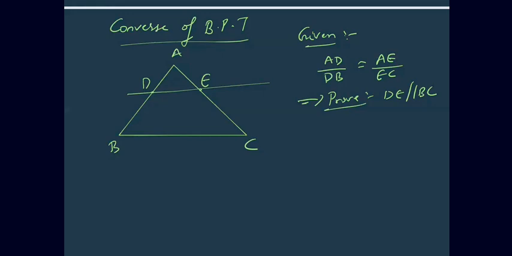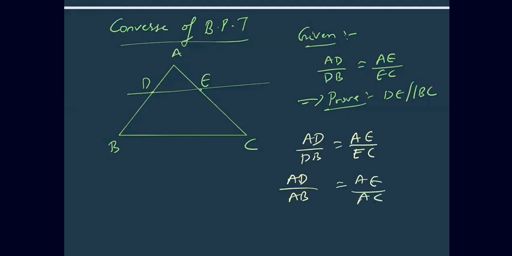Fine. Let us also look at alternate ways to write this. If AD by DB is equal to AE by EC, then I can also write AD by AB is equal to AE by AC. That is, AD over AB is same as AE over AC. This you can get by adding 1 to both sides of this equation.